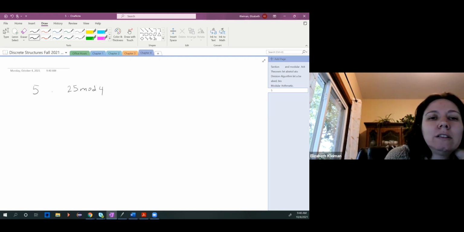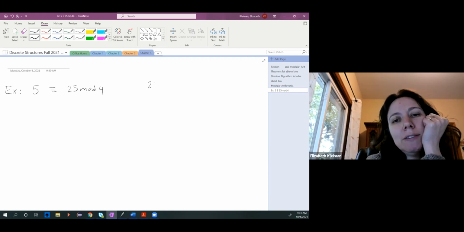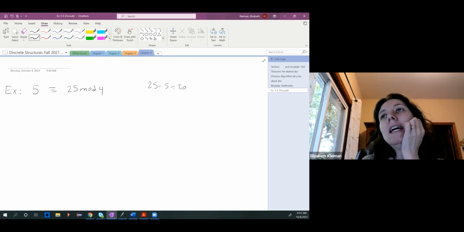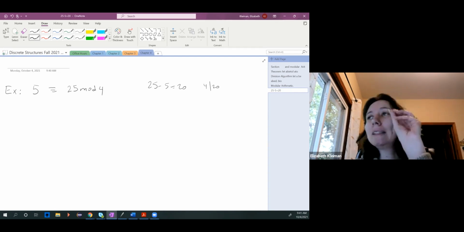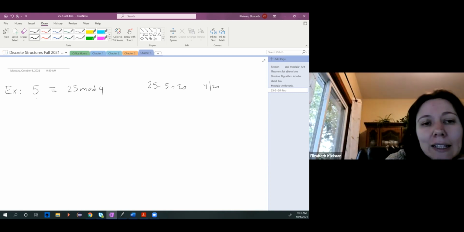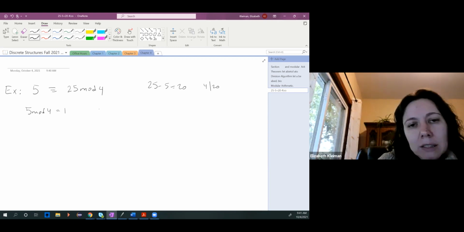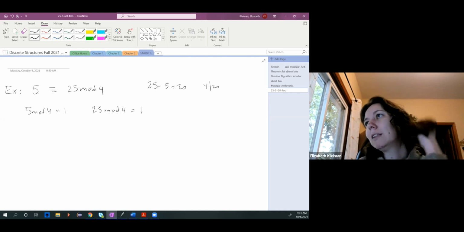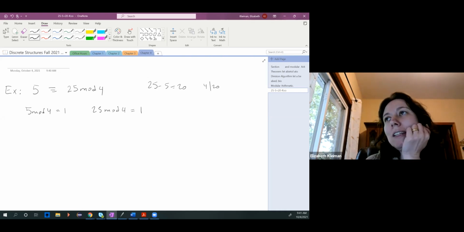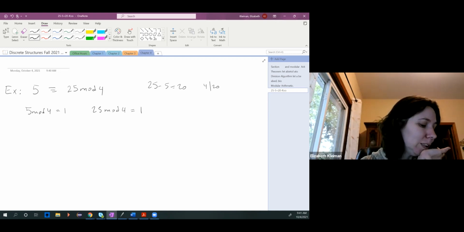Yes is correct answer. The reason for it is 25 minus 5 is 20, and 20 is divisible by 4, correct? So all good. But another way to see it is 5 mod 4 is equal to 1. And 25 mod 4 is also equal to 1. So that works like magic. So those two are the same.